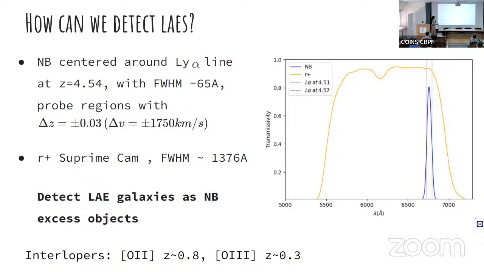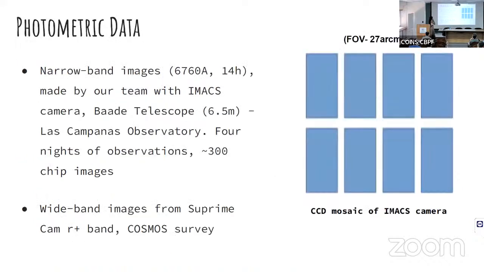And these are the kind of sources we want to get rid of to get an accurate measure of the density of the region we are observing. So let me tell you about the data. This was our team's narrowband observations in the IMAX, in Las Campanas Observatory. It was 4 nights of observations, and this was a total of 300 images. It was a lot of work to do the reduction, the calibration, to put all these things together to see the whole picture of the field.